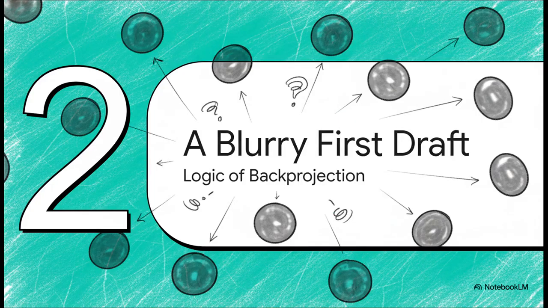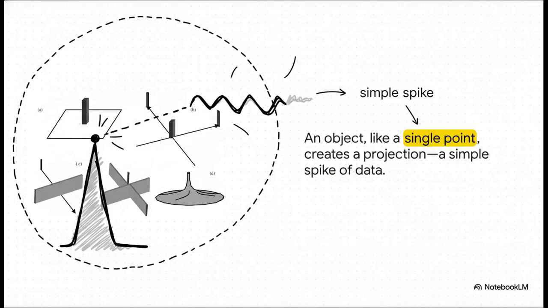Okay, so now we have hundreds of these shadow pictures. The most intuitive, common sense first step to put them together is just to layer them on top of each other, right? That technique is called back projection. You can think of it as making a really blurry first draft of the final image. Let's make this super simple for a second. Imagine our object isn't a complex organ, but just a single tiny point. When we take an X-ray of it from one angle, the projection we get is just a simple spike in the data. That's the shadow of the point.